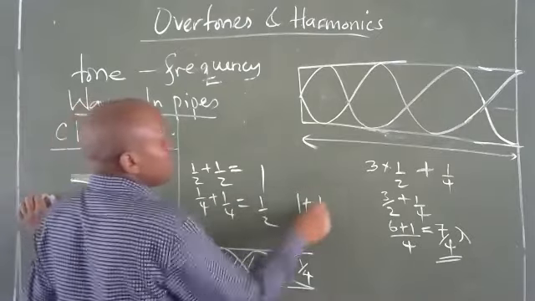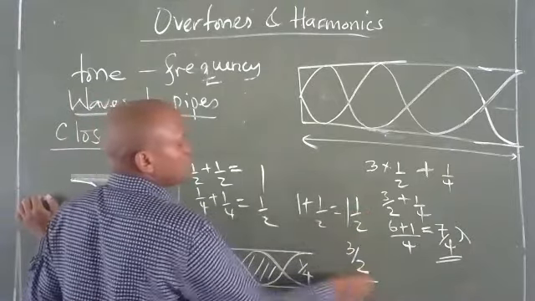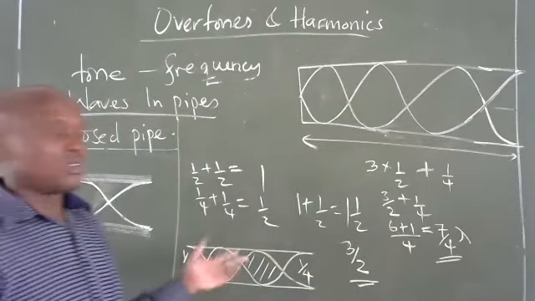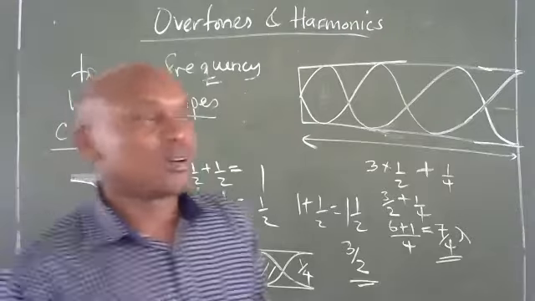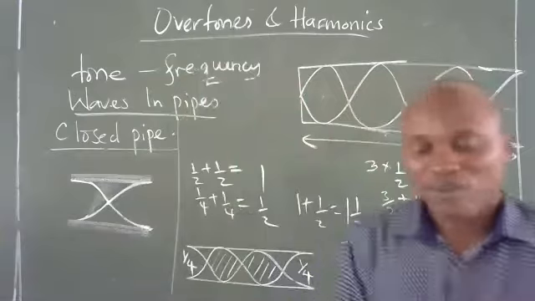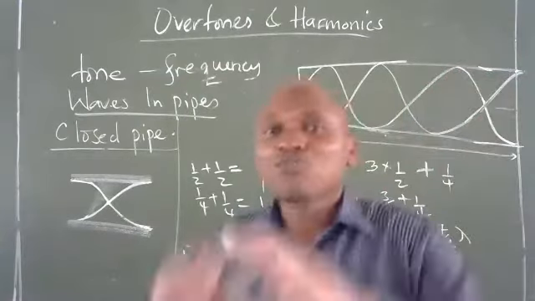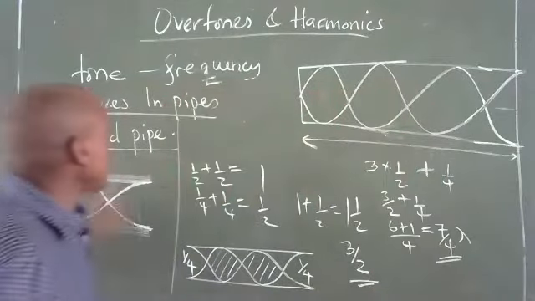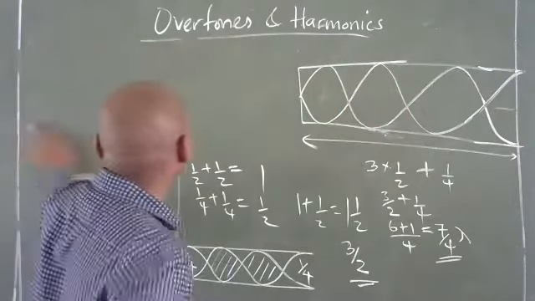So 1 plus a half, 1.5. Or you can say 3 out of 2. It's just fractions. It is 1.5. We can say 3 out of 2 of lambda. That is going to come in when you start the calculations. But now, let us introduce the word harmonic and the overtone. After knowing how to draw those shapes, because it's the shapes that are going to guide us on what we mean by the harmonics and overtone.